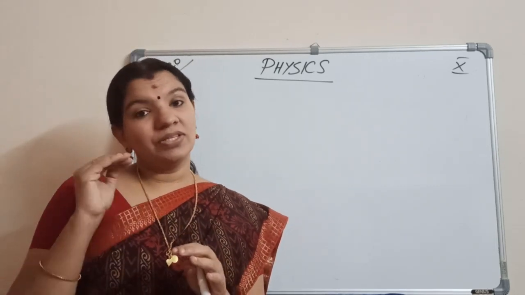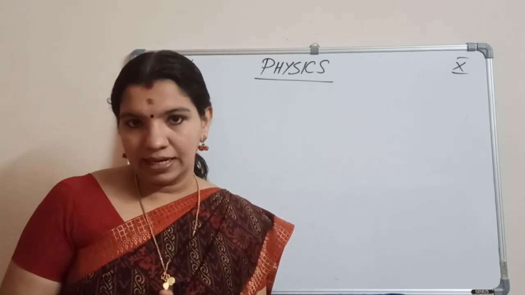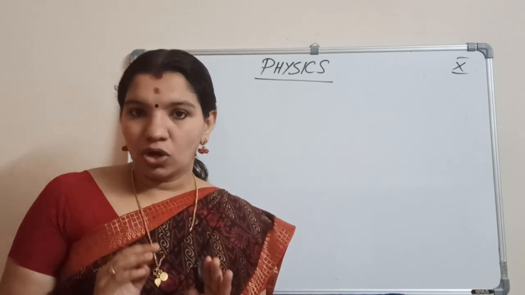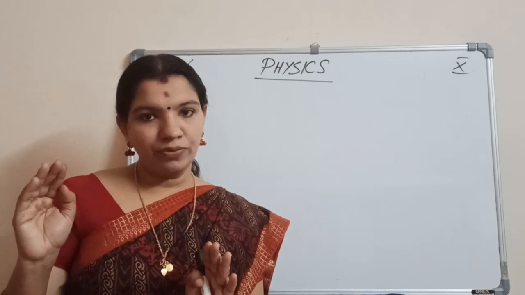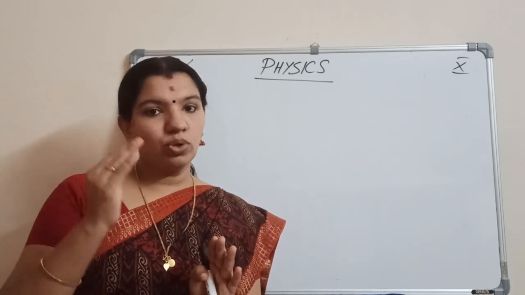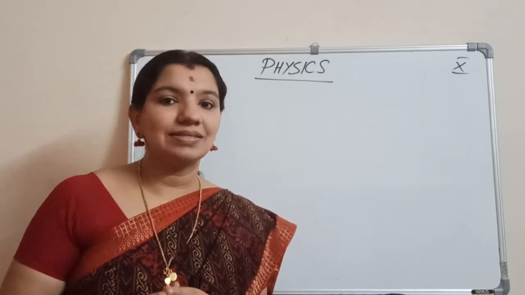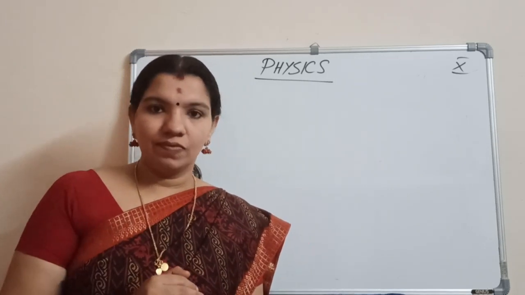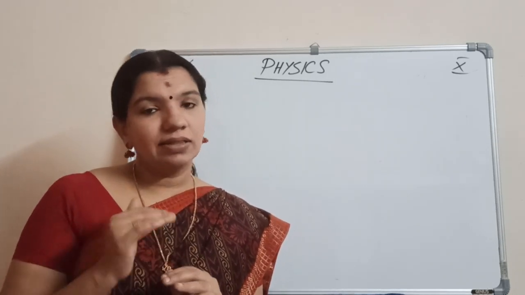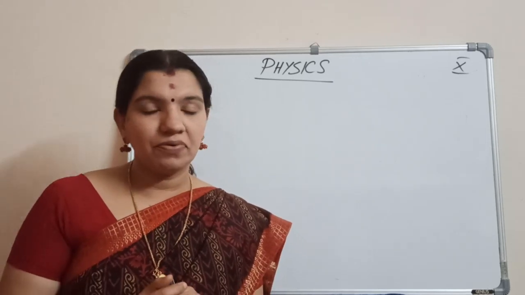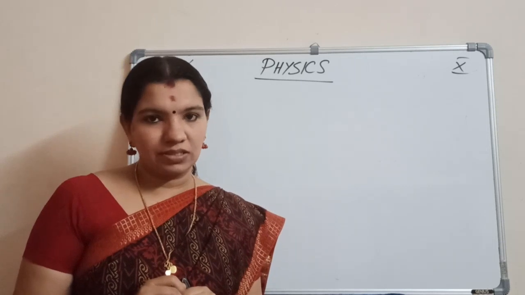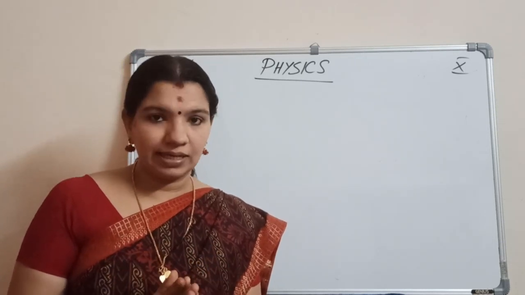Then we mentioned the direction of electric current, both electronic current and conventional current. The movement of electrons is considered as electronic current, and it is always from negative to positive. Whereas conventionally the direction of electric current is taken from the positive terminal of the battery to the negative terminal of the battery. This much is clear about electric current.